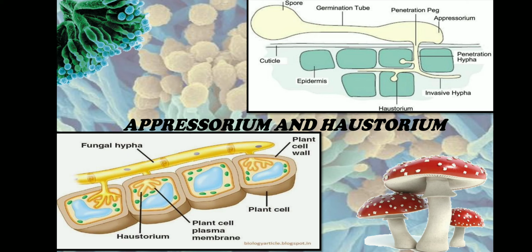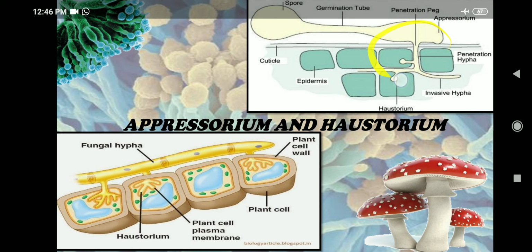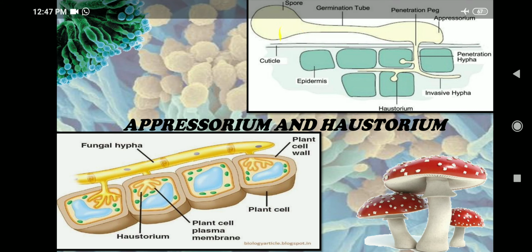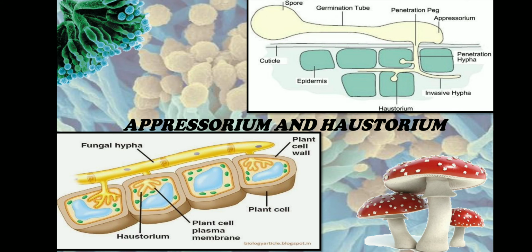And appressorium is a terminal, simple, lobed swollen structure. You can see it is a lobed swollen structure which is arising from a spore. The spore produces a germination tube. Through the germination tube arises a hyphae. Now this hyphae is going to get swollen and form the appressorium. Appressorium helps in the adhesion of the fungal hyphae onto the surface of the host.